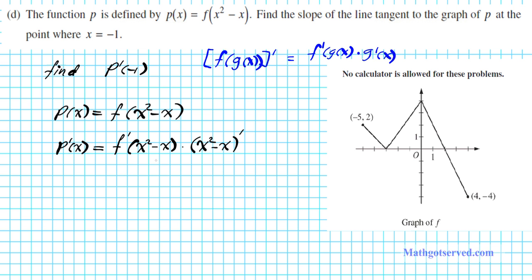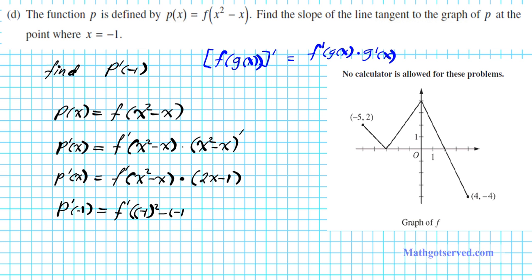Okay, so this becomes f prime of x squared minus x, and then if you do this term by term differentiation, times 2x minus 1. Now we have the derivative. We're going to evaluate it at a point, namely negative 1. So p prime of negative 1 is going to be f prime of negative 1 squared minus 1 times 2 times negative 1 minus 1. All right, so if you do this, this is positive 1 plus 1. So we have f prime of 2 times minus 2 minus 1 is minus 3.